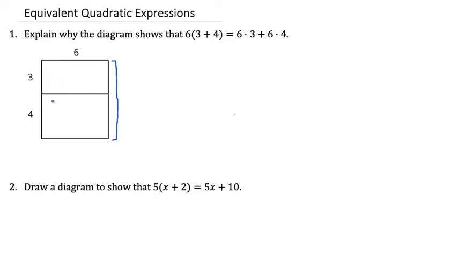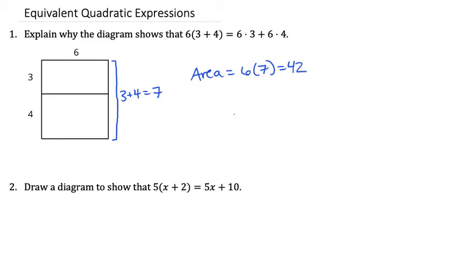One way that we can find the area is by finding the length of the longest side by adding these two lengths together. So this longest side is equal to 3 plus 4, which is 7. So the area of the rectangle is equal to 6 times 7, which is 42.